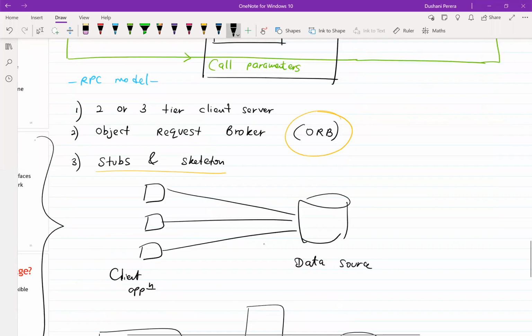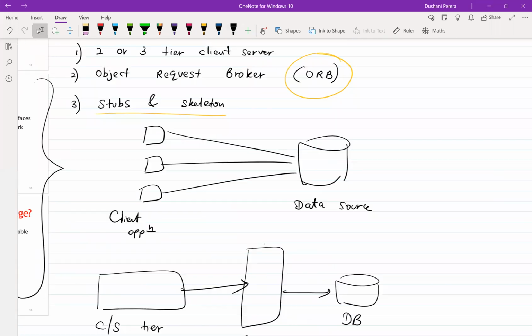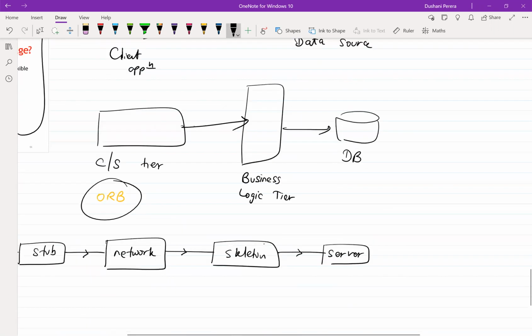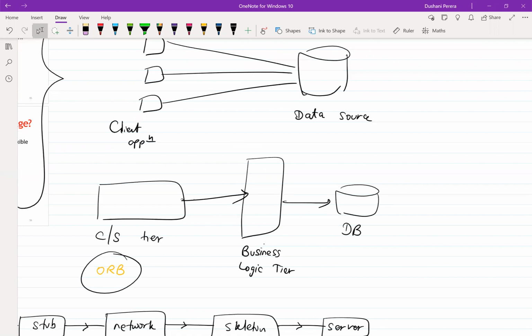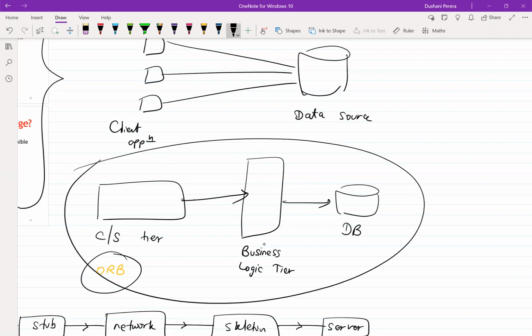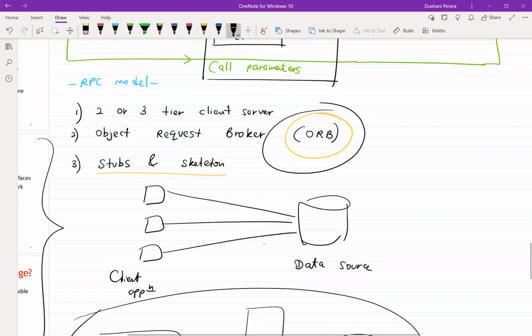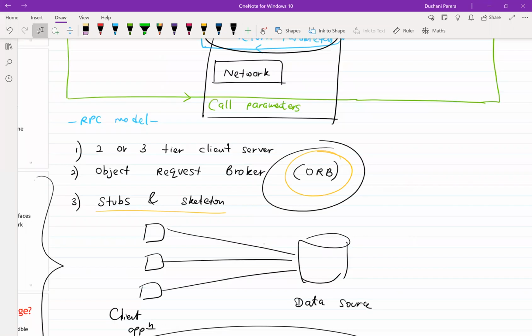Okay. And then we spoke about finally an example scenario where we used an object request broker middleware so that we could come up with a 3-tier structure where communication happens with the use of an ORB, stubs, and skeletons.